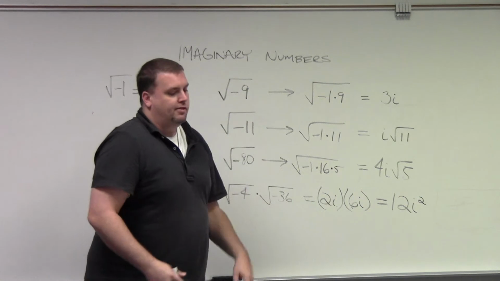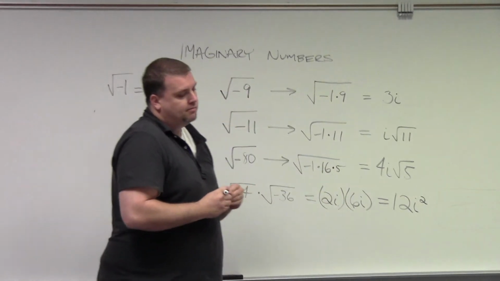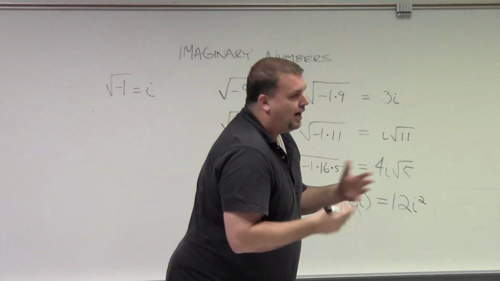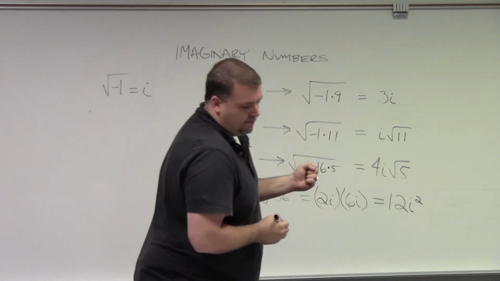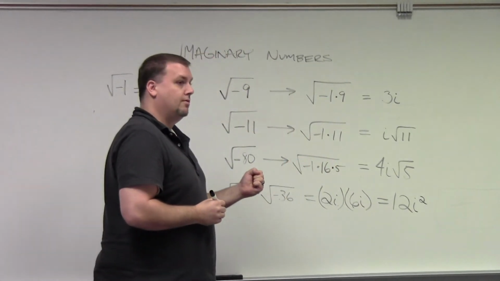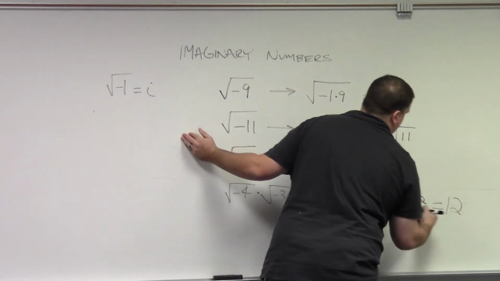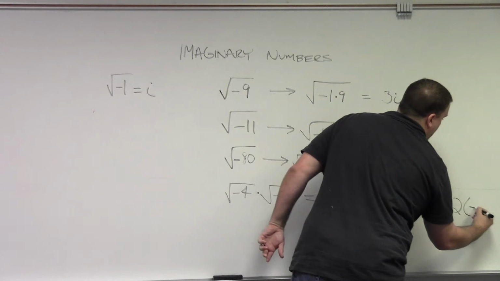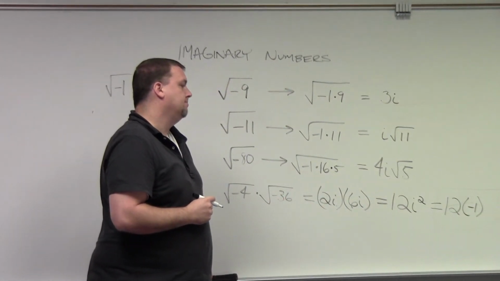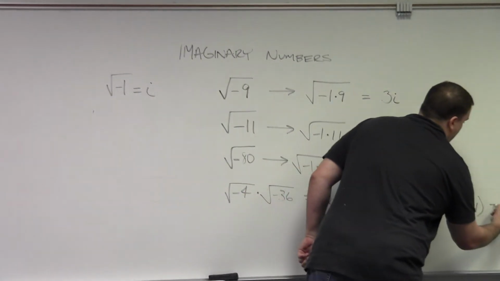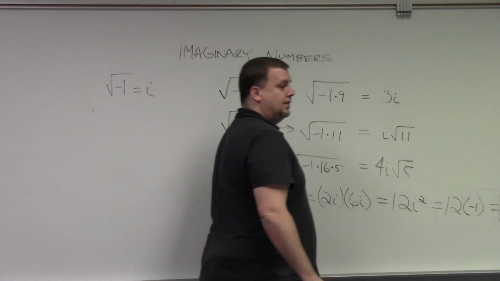So let's go back to our definitions on the back of that first page. Where it says powers of i, notice i to the first power is just i. i squared is what? It says i squared is equal to -1. So we're going to replace 12i squared with 12 times -1. What's 12 times -1? -12. So that's the final answer? That's the final answer.